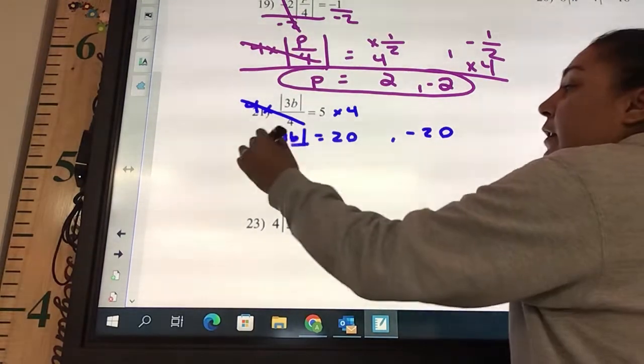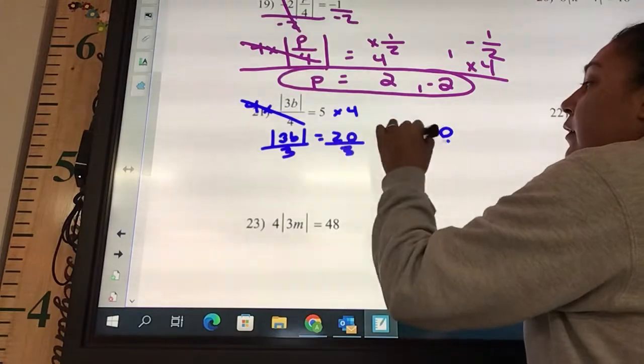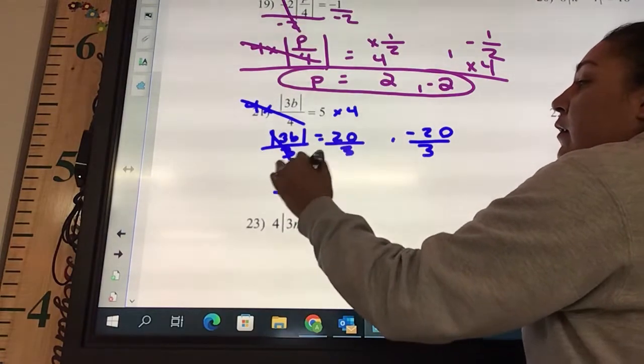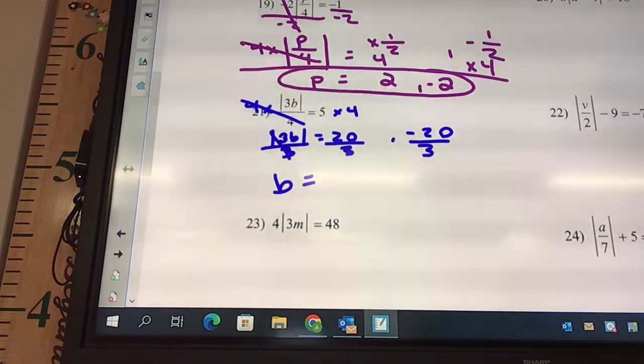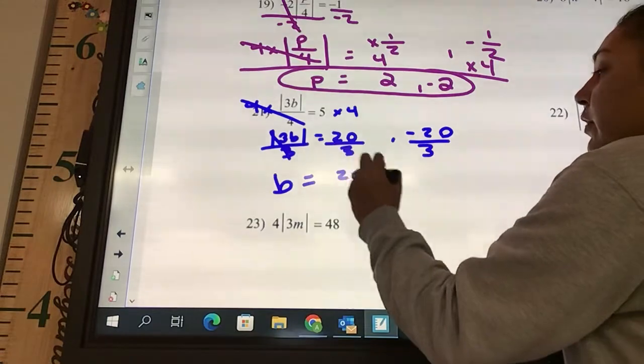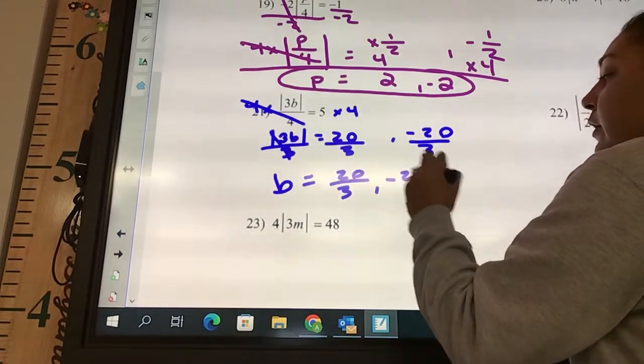Okay, and then now, yes, Timmy, we're going to divide by 3. What is 20 divided by 3? Is it still 20 over 3? Okay, thanks. Okay, 20 over 3 and -20 over 3.